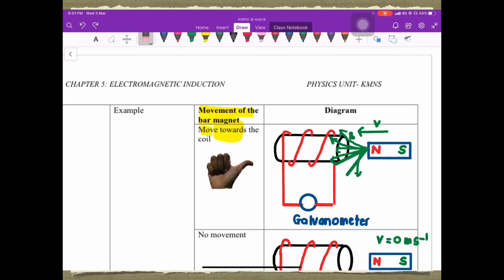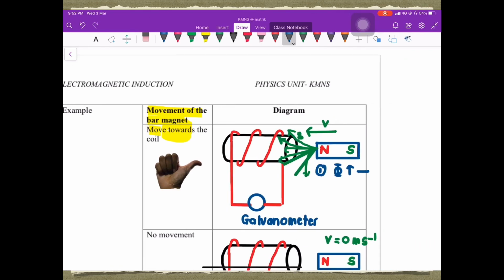Okay, what happens when the bar magnet moves towards the coil? First, the magnetic flux increases. When the magnetic flux increases, it will produce an induced EMF and induced current.